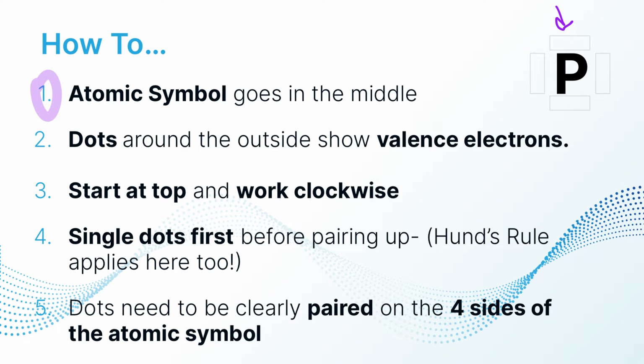And the dots need to be clearly paired on the four sides of the atomic symbol. Not like up here and around and all over. I can't make sense of that. What you'll have to do, you need to make it neat and go around the atom. Use your periodic table to determine the number of valence electrons. So phosphorus has 5 valence electrons.